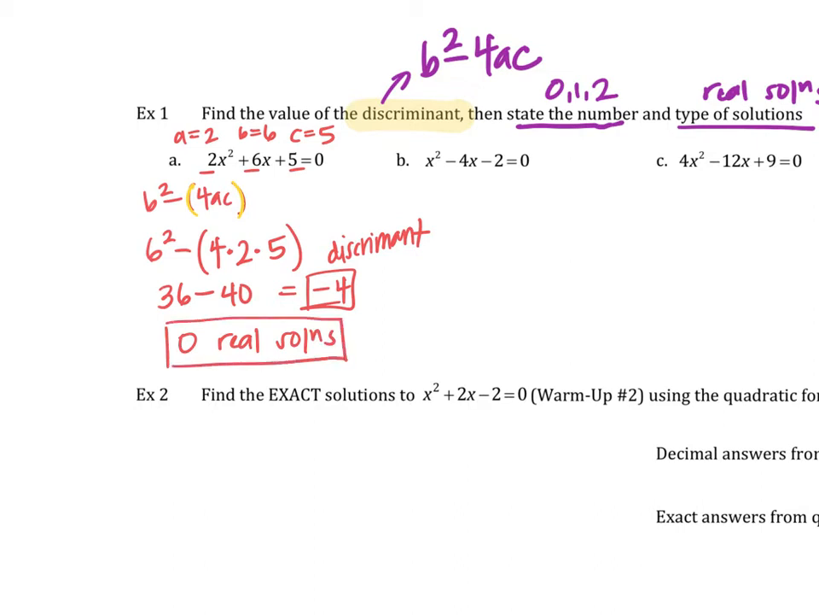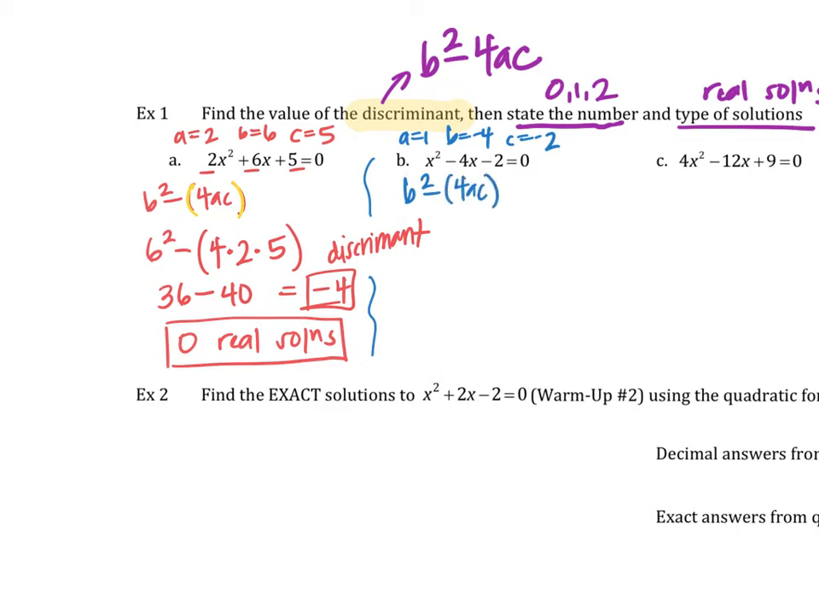Okay, I'll do the next one and then I'll let you try the next few. I'm going to erase this. Or not. Okay, so let's do this. A is 1. B is negative 4, and C is negative 2. So to calculate the discriminant, B squared minus 4AC.